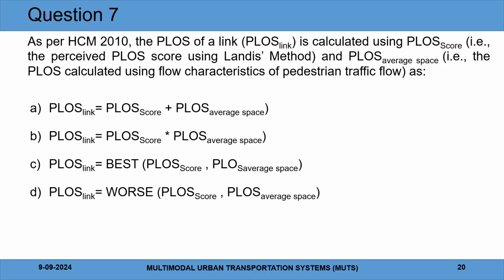Next is: as per HCM 2010, the PLOS of a link is calculated using PLOS score, that is the perceived LOS score using the Landis method, and PLOS average space, that is the PLOS calculated using flow characteristics of pedestrian traffic flow. So these are the options. Here it is multiplication, here positive, based, or odds. So which of these is the correct answer?